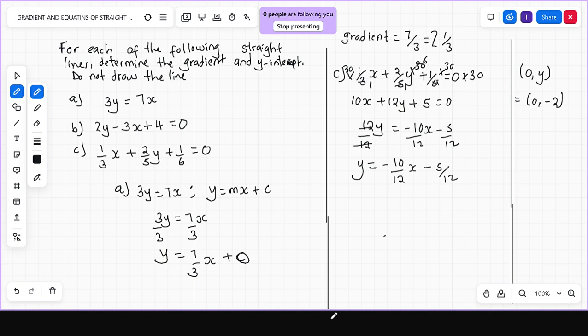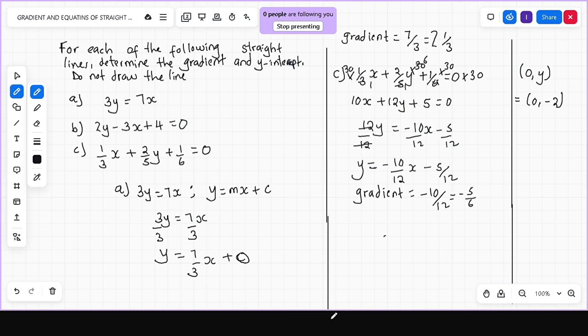So now the gradient is the coefficient of x. The gradient now equals minus 10 over 12. But we can simplify by 2. By 2 here we got 5, by 2 here we got 6. So the gradient is minus 5 over 6.